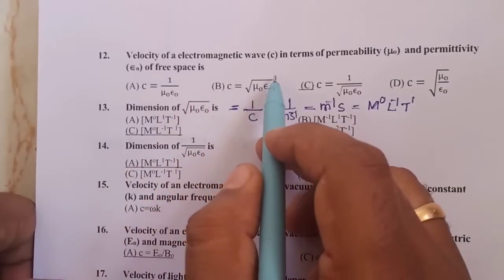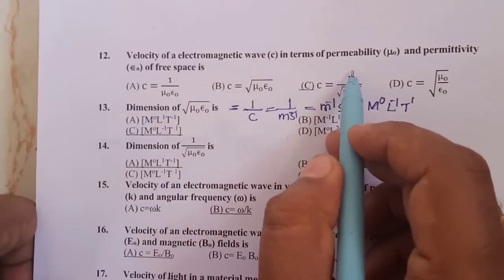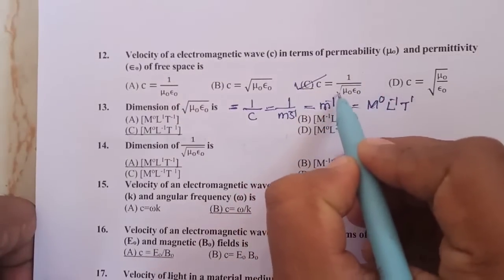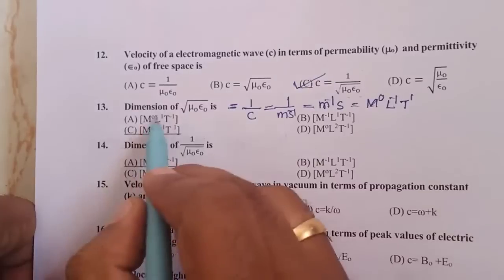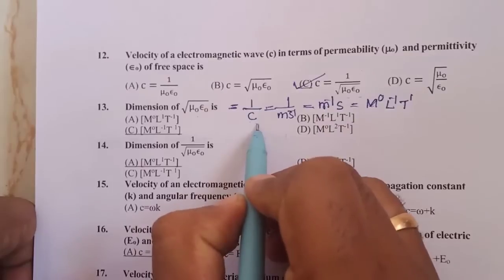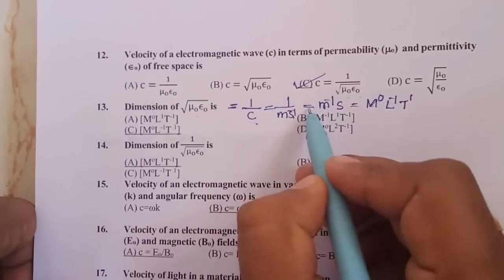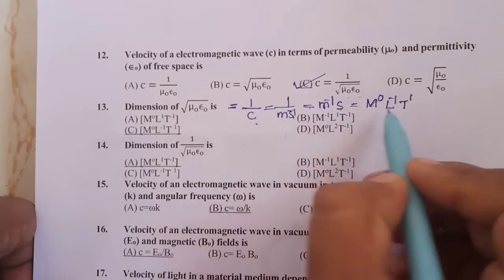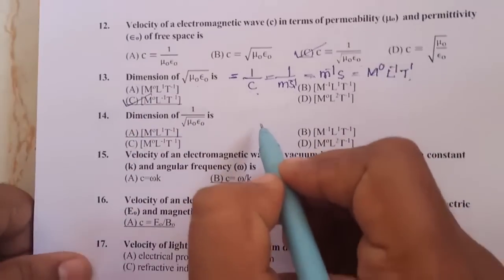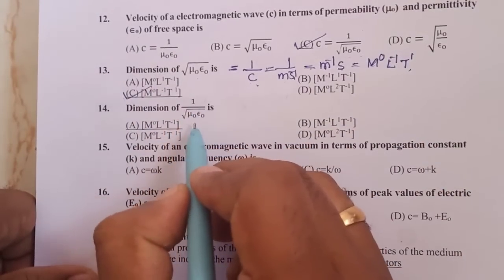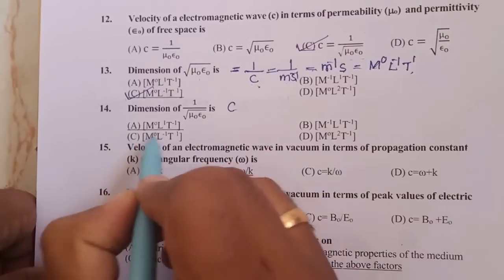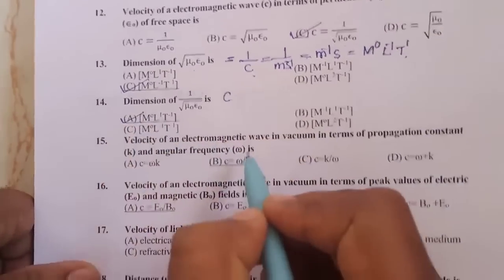So next, question number 12. Velocity of the electromagnetic wave in terms of permeability mu naught and permittivity epsilon naught of free space is given by C equal to 1 divided by root of epsilon naught mu naught. Dimension of root of mu naught epsilon naught: that is equal to 1 divided by C, therefore it is 1 divided by meter per second, that is per meter per second, therefore M^0 L^-1 T^1. So the correct option is option C. Dimension formula of 1 divided by root of epsilon naught mu naught is equal to velocity, therefore the correct answer is M^0 L^1 T^-1.